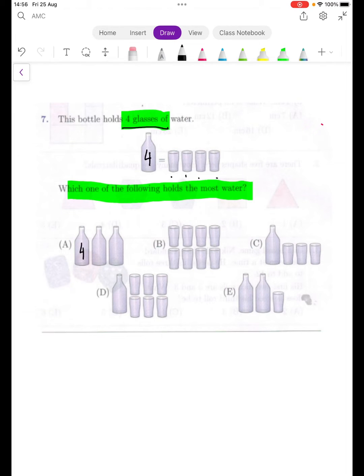So one bottle here can hold 4 glasses worth of water, another 4, another 4. So together there are 12 glasses capacity in this option. In option B, we can see the direct glasses. So this has capacity of 8 glasses. Here it's 4, 5, 6, 7. So 7 glasses.